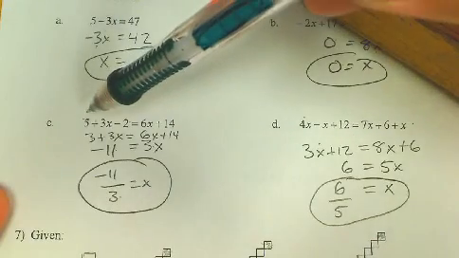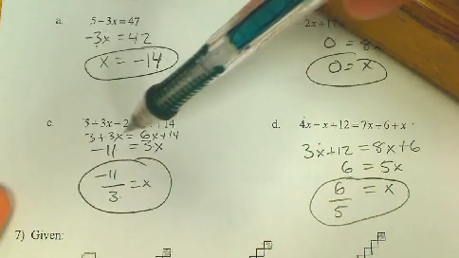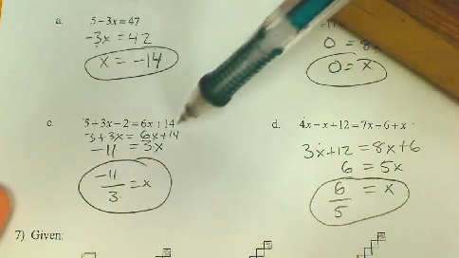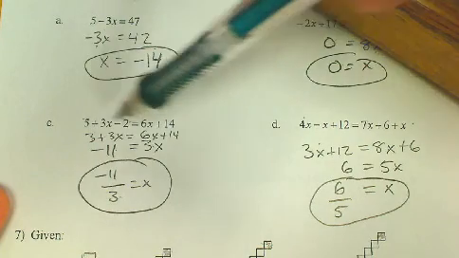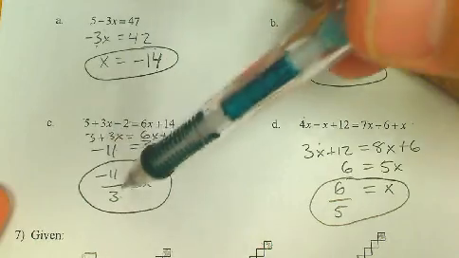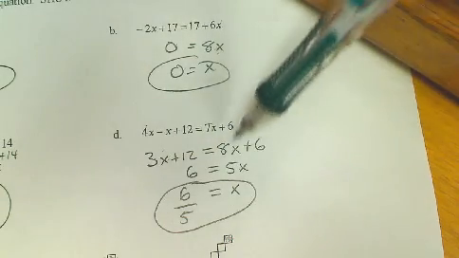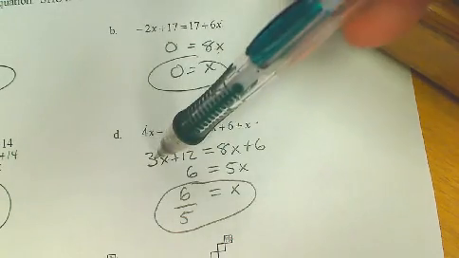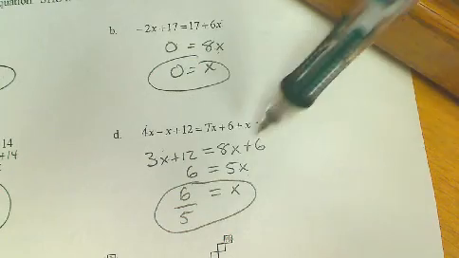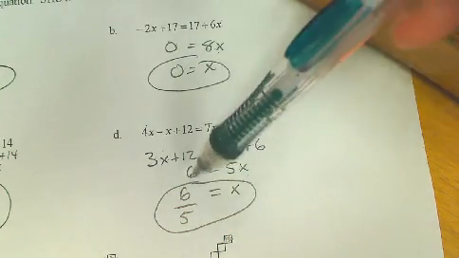And then I have combining like terms. I then subtracted 3x from both sides. I subtracted 14 from both sides to get the x by itself. Divide by the 3, and that's how I got the negative 11 over 3. Combine like terms, subtract 3x from both sides, and I get 5x, subtract 6 from both sides, and I get 6 on this side, divide by 5, and I get 6 over 5.